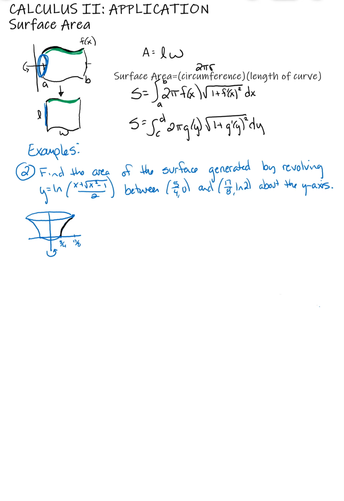I want to go over an example where we find surface area. So let's find the area of the surface generated by revolving y = ln((x + √(x² − 1))/2) between 5/4 and 17/8 ln 2 about the y-axis. Whew, this is going to be fun.